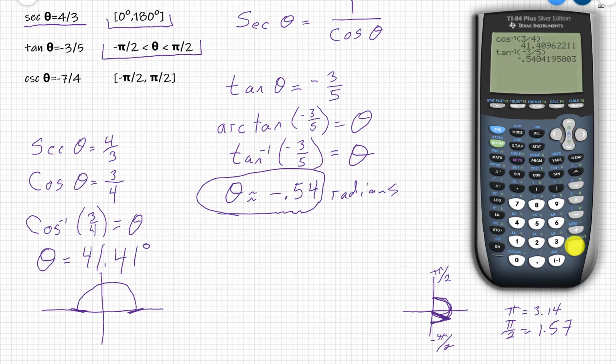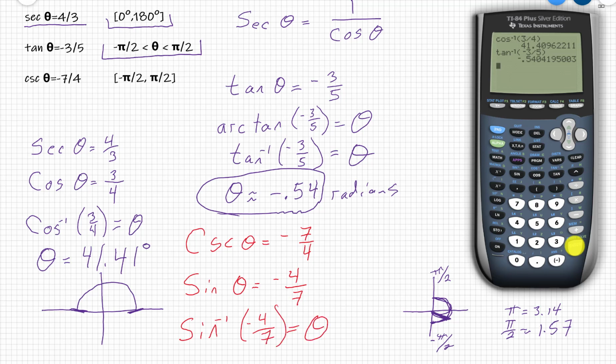Alright, the last one I want to look at is cosecant. Once again, there is no cosecant button on our calculator, so we need to rethink this. We need to think of it in terms of sines and cosines and tangents. So if cosecant of an angle is -7/4 and cosecant is the reciprocal of sine, then that would mean that sine of this angle is -4/7. Or, in other words, the inverse sine of -4/7 is our angle. So that's what we're looking for.